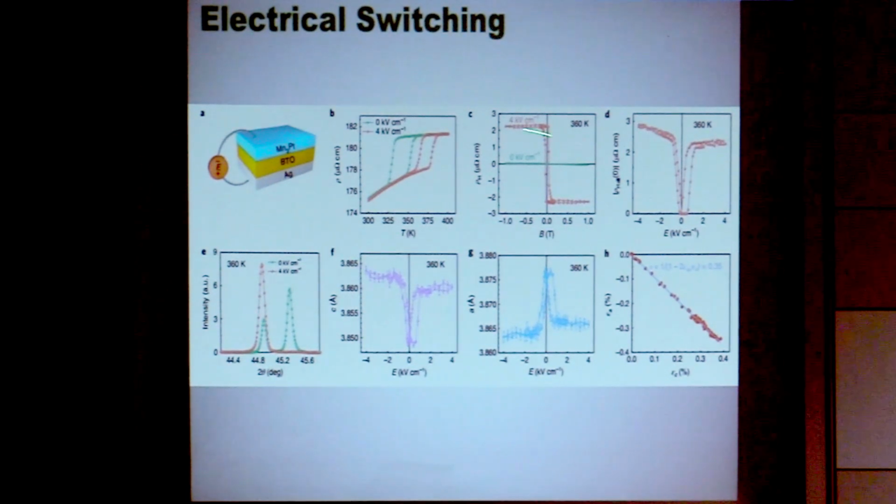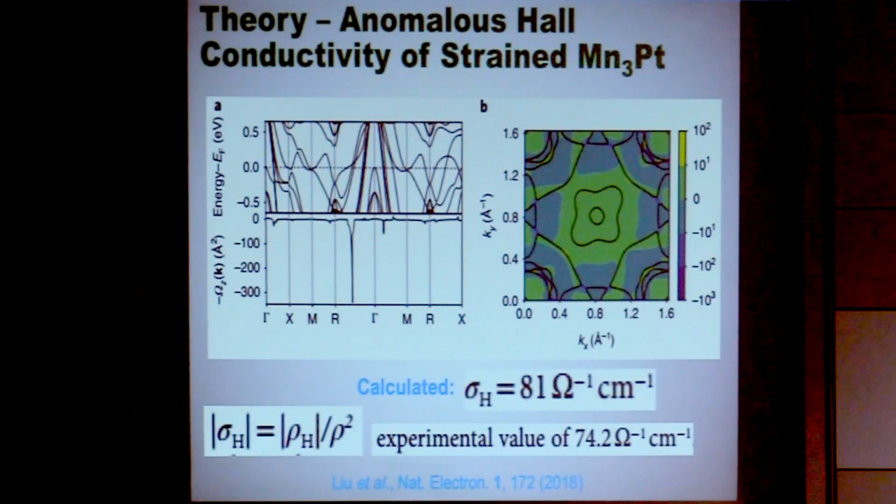So initially, we don't have the anomalous Hall effect. After you apply an electric field, isothermally, we could turn this on and make this a non-collinear spin structure. Professor McDowell's group did calculations for us for these strained thin films, and we found that in these thin films the anomalous Hall conductivity is around 81, and we measured 74. It's actually quite a nice agreement.